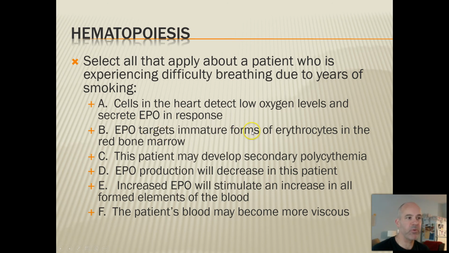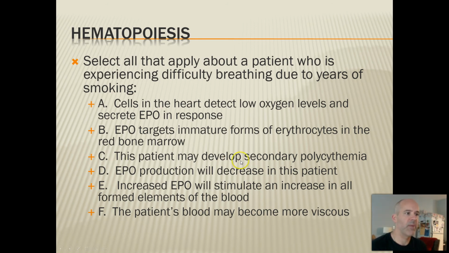EPO targets immature forms of erythrocytes in the red bone marrow. So is that true or false? Yeah, that is actually true. EPO, its job is it stimulates more of these immature erythrocytes to go ahead and specialize into full-blown functional erythrocytes, or red blood cells. And then that's going to help you. More red blood cells will be able to bind more oxygen in your poorly functioning lungs.